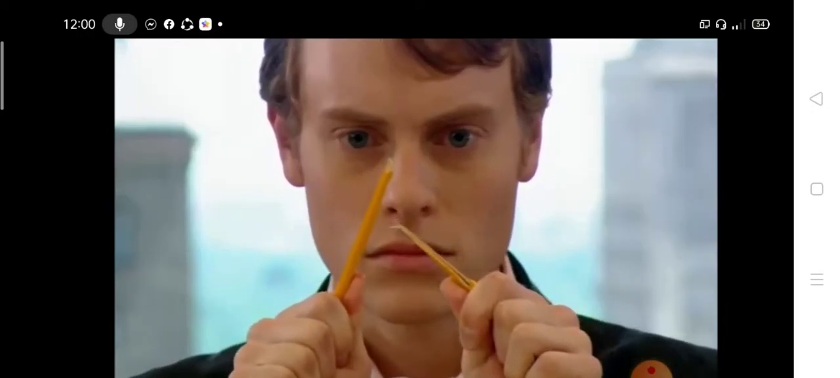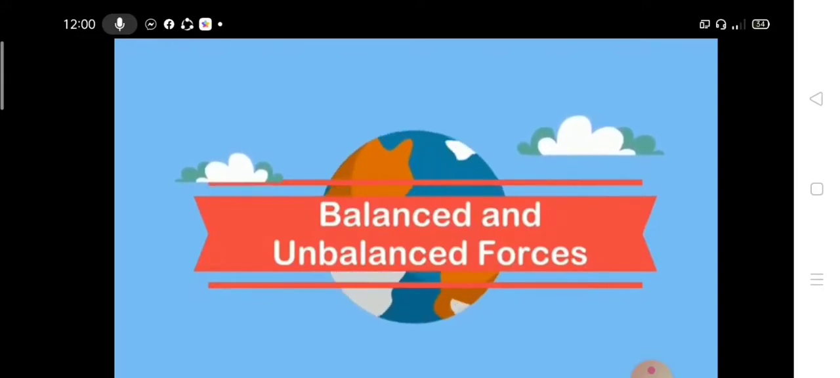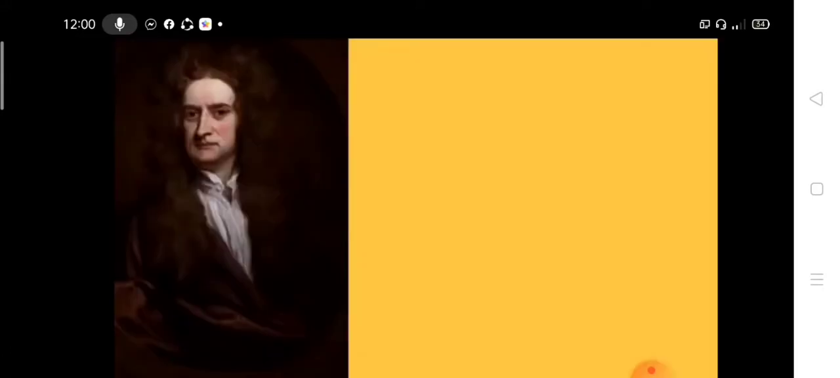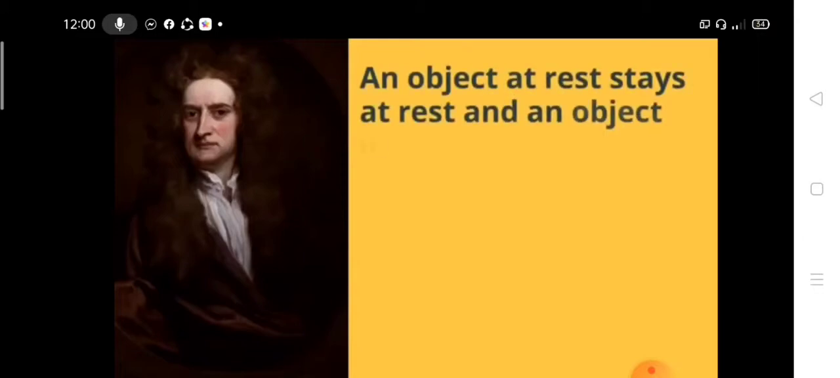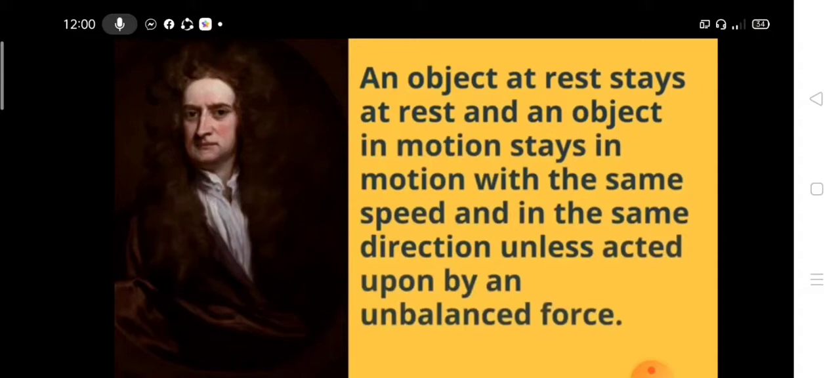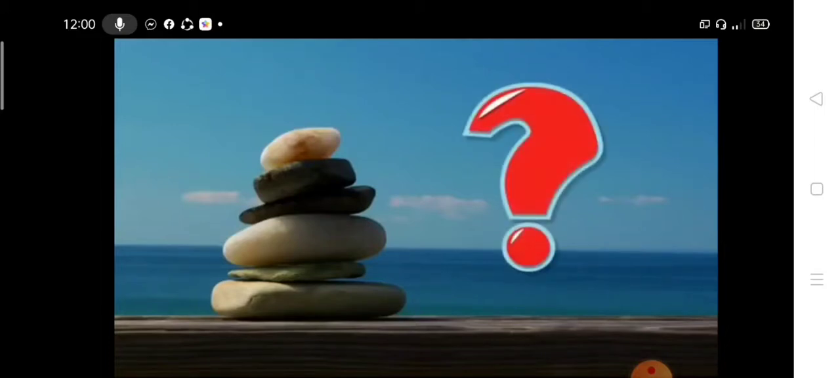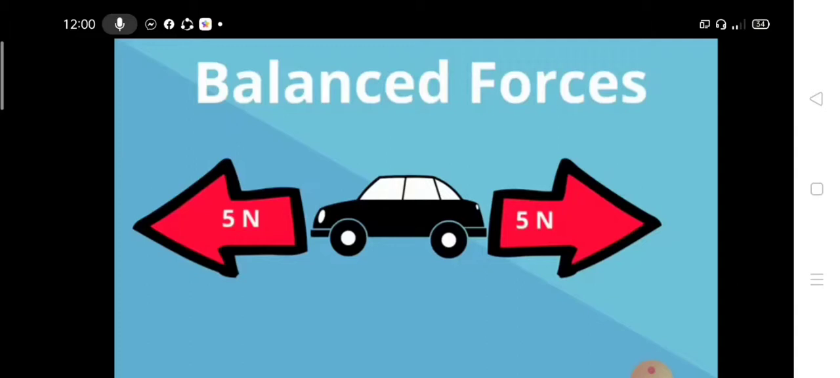Welcome to Moo Math and Science in balanced and unbalanced forces. Newton's first law of motion states that an object at rest stays at rest, and an object in motion stays in motion at the same speed and in the same direction unless acted upon by an unbalanced force. But how are balanced and unbalanced forces different? Balanced forces will cause no change in the speed of an object.